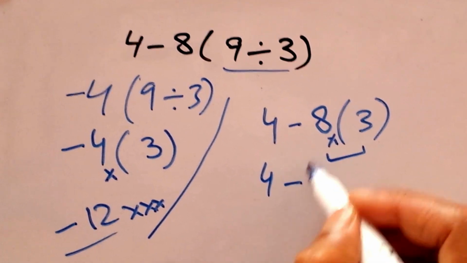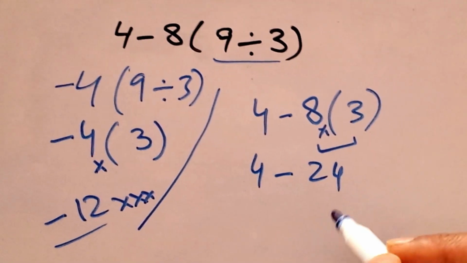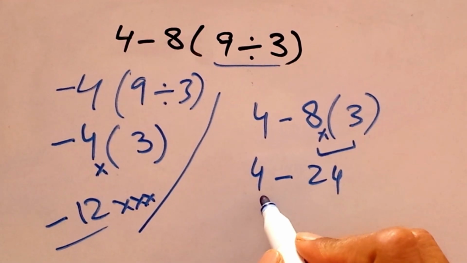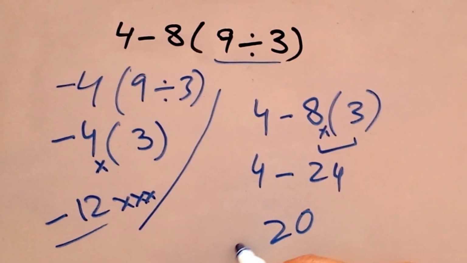So 4 minus 8 times 3 equals 24, right? So 4 minus 24 equals 20. Keep the negative sign.